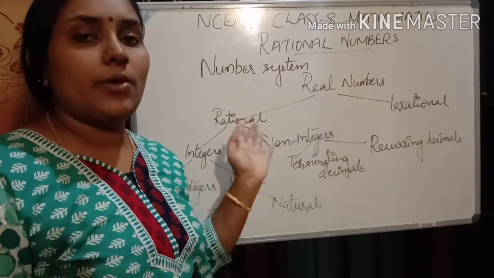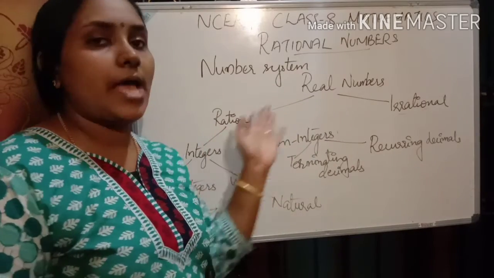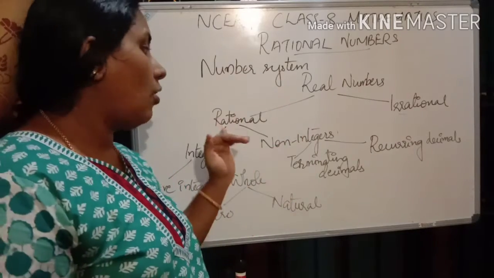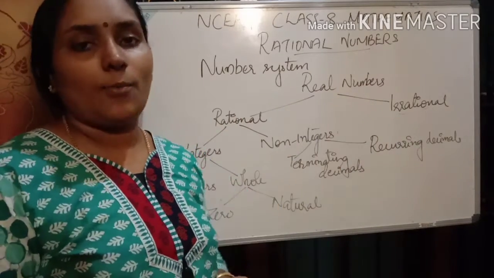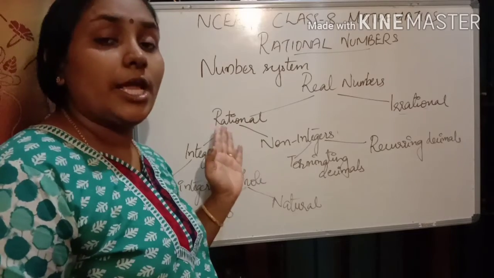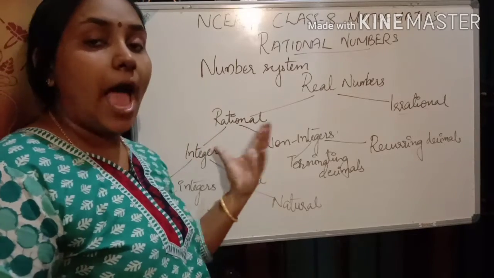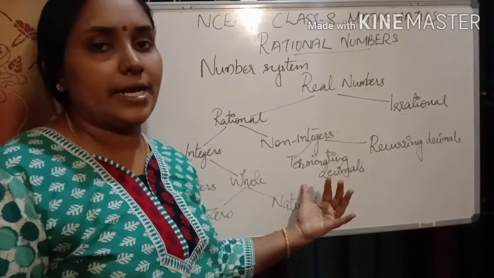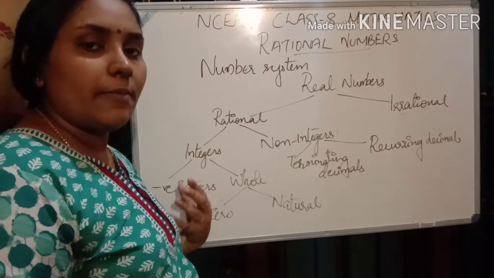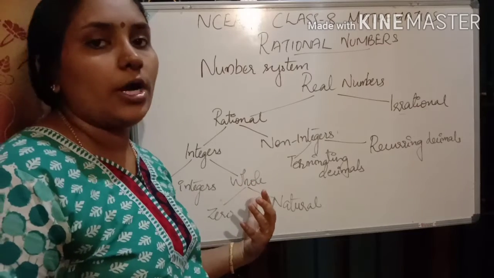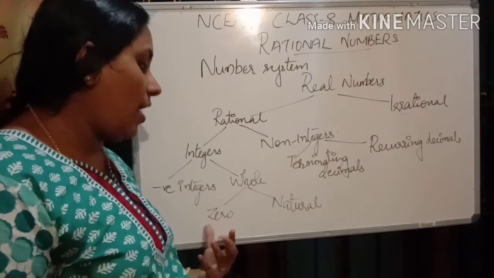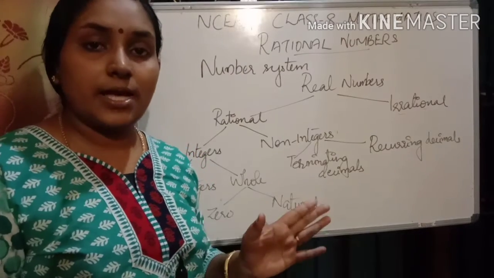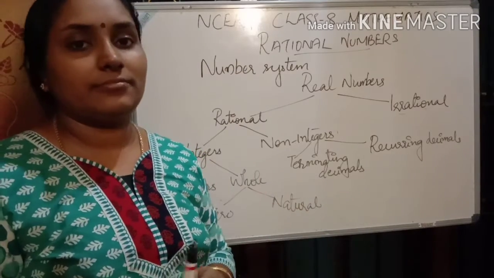Real numbers can be divided into two, that are rational numbers and irrational numbers. That means real numbers include both rational as well as irrational numbers. Here rational numbers include integers and non-integers. Non-integers include recurring decimals and terminating decimals. Integers include negative integers as well as whole numbers. Whole numbers include 0 and natural numbers. Clear?